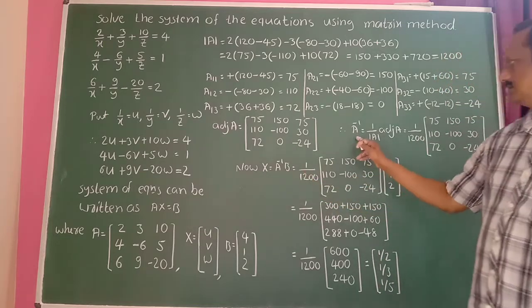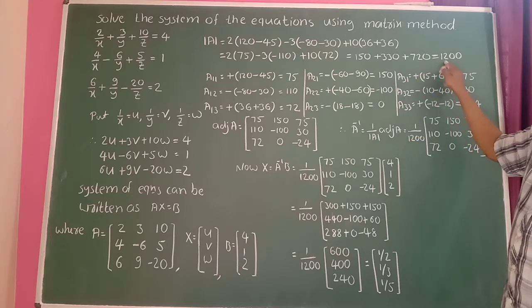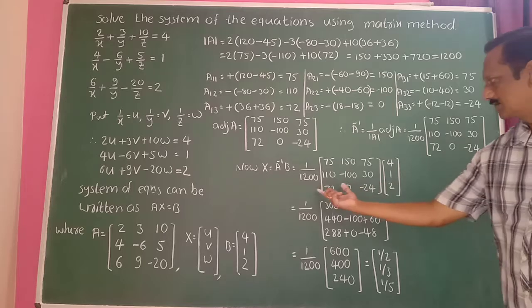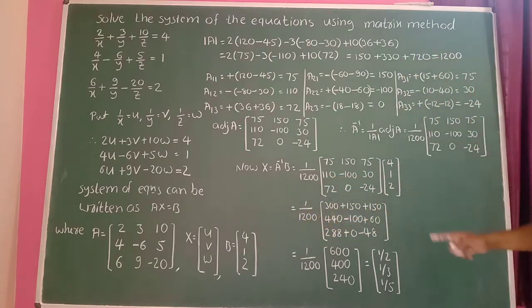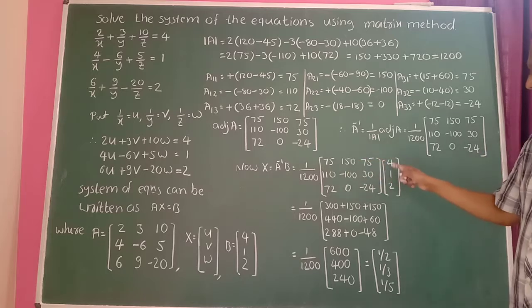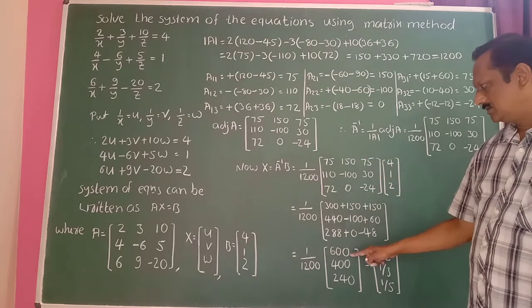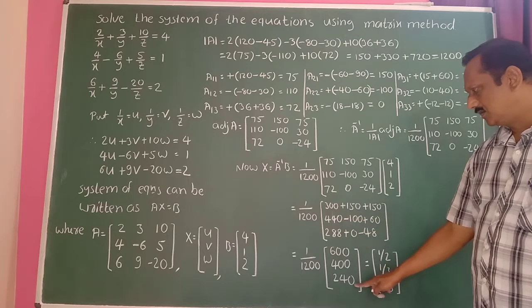Here A inverse is 1 by determinant of A into adjoint of A. Determinant of A value is 1200, and this is the adjoint of A. Then B is the column matrix 4, 1, 2. Multiply row with the column, we get this. So simplify, it is 600, this gives 400, and this gives 240.